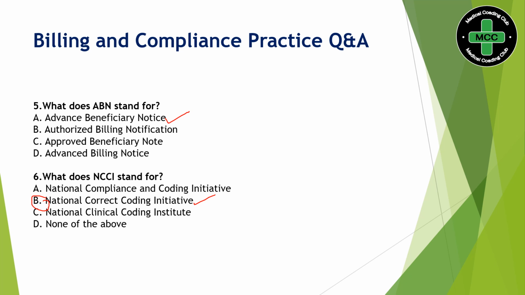Coming to NCCI, National Correct Coding Initiative, it is like a tool. We use these edits to unbundle services. Whenever the provider performs two procedures in the same session, we should look at the NCCI edits. We need to check whether we can bill these two services in the same session, or whether we need a modifier to bypass the edit. Usually we use the 59 modifier to bypass the edits. In NCCI, there are 3 indicators. You should know all of those, but for the examination, the acronym is enough.